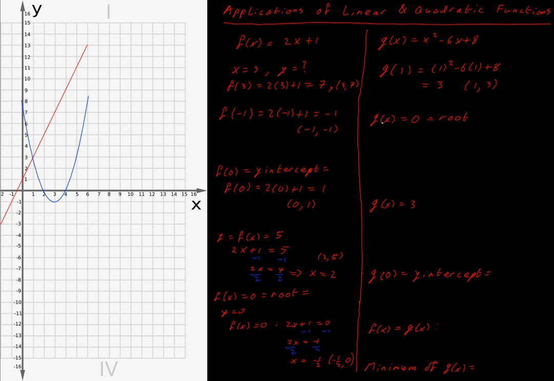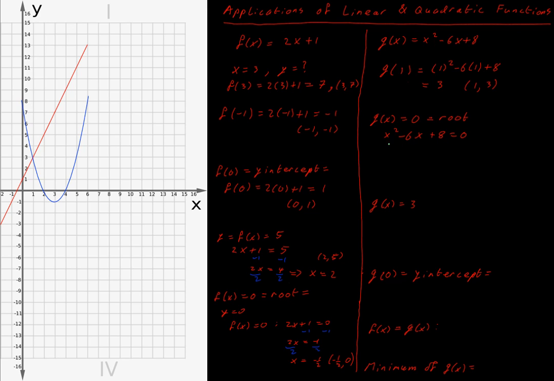Now, let's find the roots of g of x. So we're looking for where g of x is equal to 0. So even if we're not sure what to do there, we're going to write that down. x squared minus 6x plus 8 is equal to 0. Now this is solving a quadratic, which we do by factorizing or using the minus b formula. Minus b plus or minus the square root of b squared minus 4ac all over 2a, that formula.